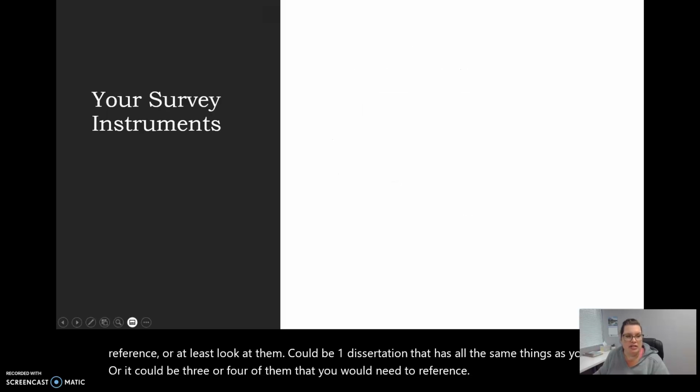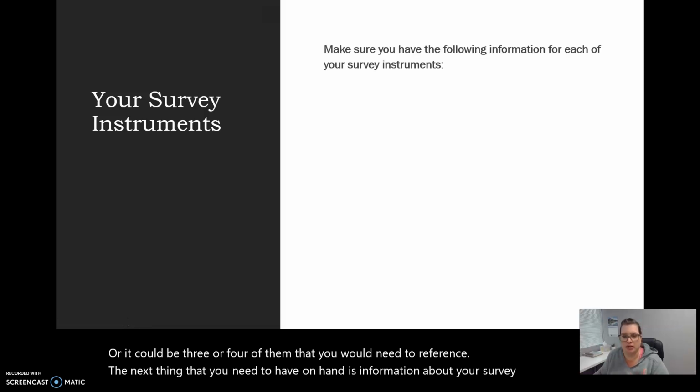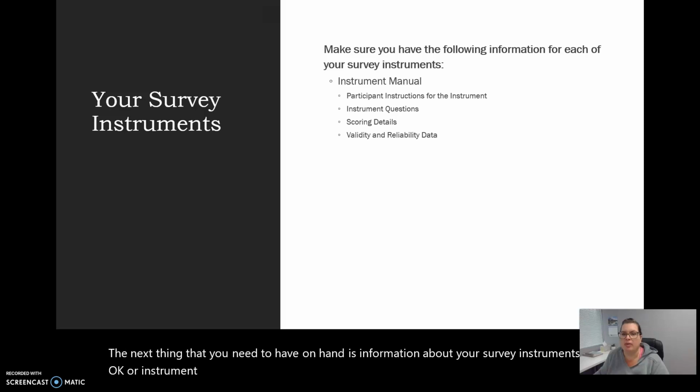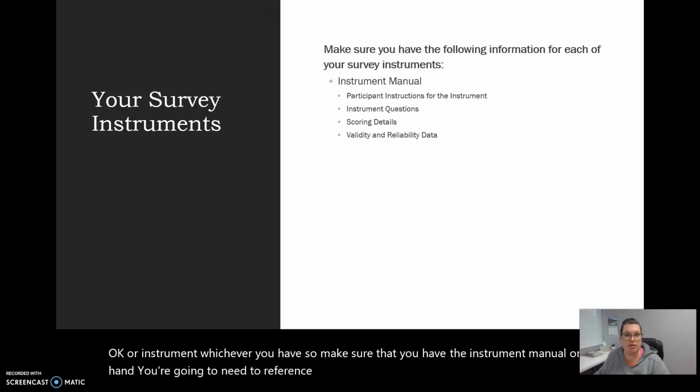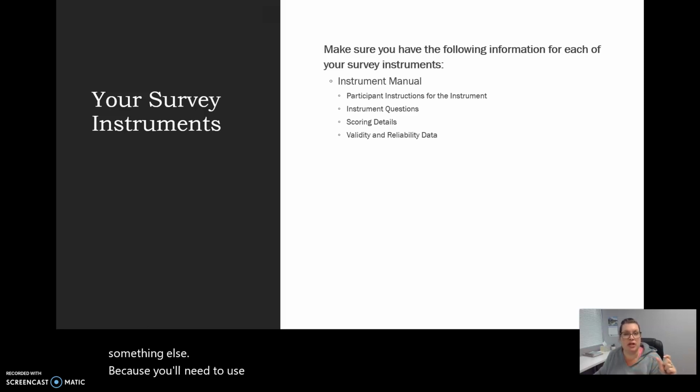The next thing that you need to have on hand is information about your survey instruments, or instrument, whichever you have. So make sure that you have the instrument manual on hand. You're going to need to reference this when you build your instrument in your survey tool, whatever you're going to send it out on, whether it's Momentive or Google Forms or something else, because you'll need to use the participant instructions for that instrument.